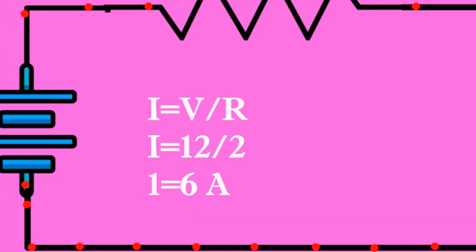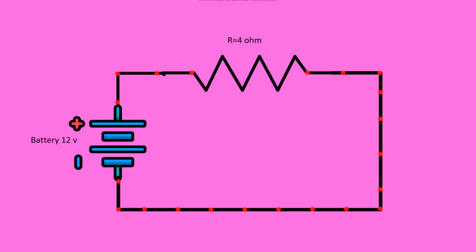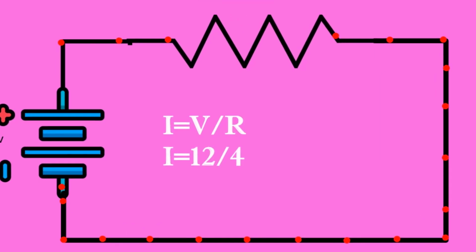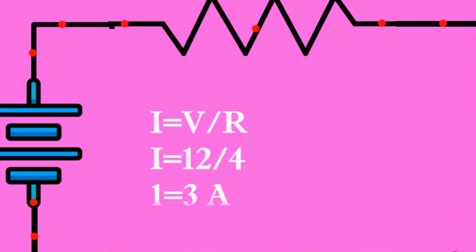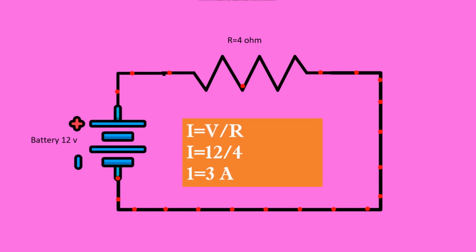Now, if we increase the resistance to 4 ohms while keeping the voltage constant, the current will decrease to I equals V by R, I equals 12 by 4, I equals 3 ampere. This shows that by increasing the resistance, the current will decrease, and vice versa.